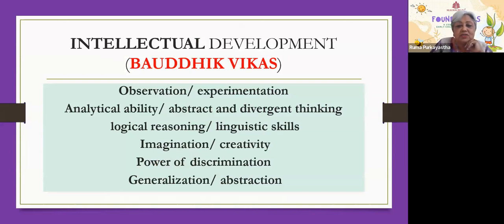Now, when we talk of intellectual development in school, we're only talking of cognitive development. Observing, experimenting, analyzing, different kinds of thinking, divergent, convergent thinking, abstract thinking, spatial thinking, the list is endless. Reasoning with logic, reasoning with intuition. Our linguistic skills, which are so important. Imagination, creativity, discriminating, generalization, and so on and so forth.